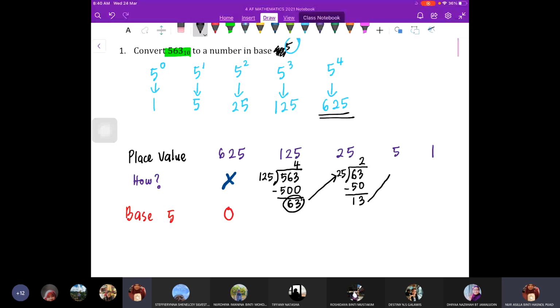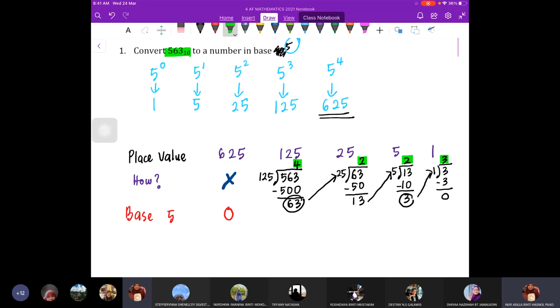So this will be used to divide with 5 pula. So 13 divide by 5 is 2. So 10. 3. So 3 will be used to divide by 1. So this will be 3. So finally you will have no remainder. Okay, so base 5 dia akan ambil ke atas ni. Benda yang kita divide ni.